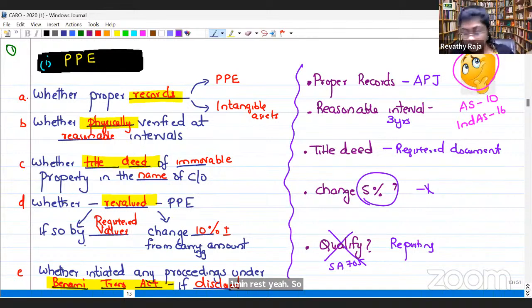Yes, decrease. Decrease from the carrying amount. Carrying amount means net value, the book value. Users should be made known even when there is a decrease, not only when there is an increase. That's why plus or minus, meaning increase or decrease.